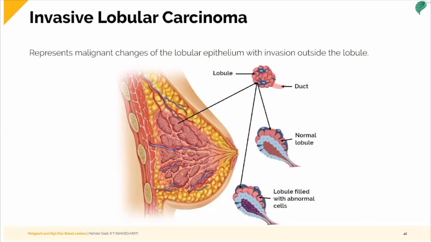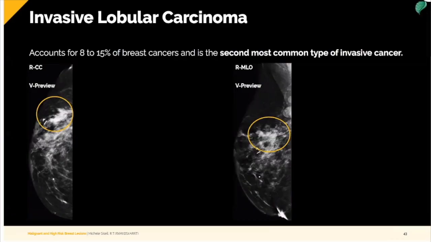Remember we talked about LCIS or lobular carcinoma in situ. That is when the lobular cells are still contained within the lobule or lobe. Once they invade the outer membrane, they can now spread outside the lobe and to other tissue or to other organs. Invasive lobular carcinoma accounts for 8 to 15% of breast cancers, and it is the second most common type of invasive breast cancer.